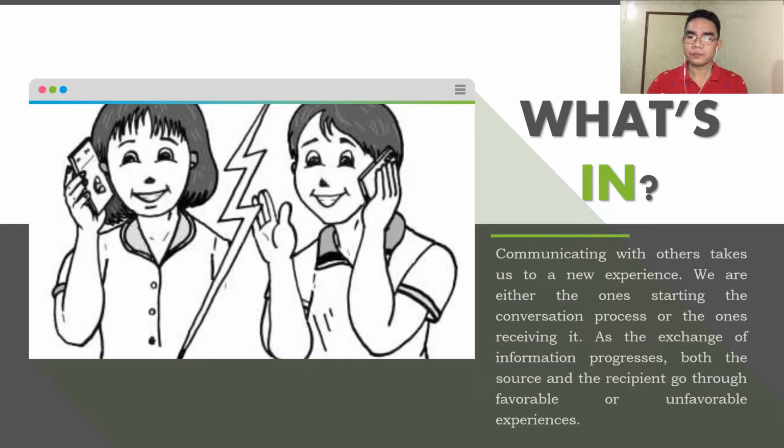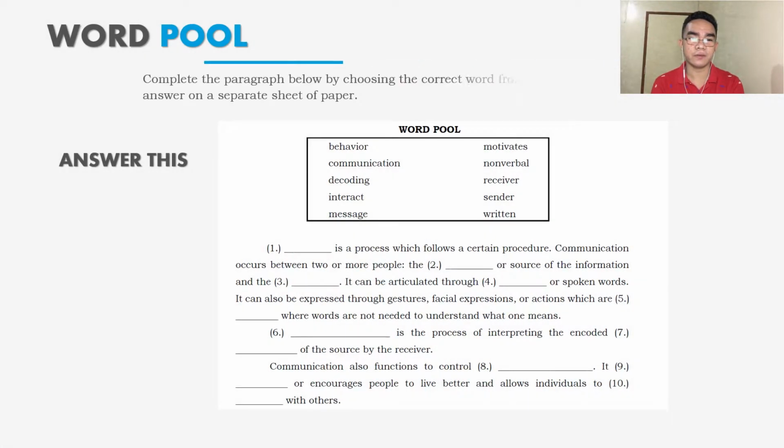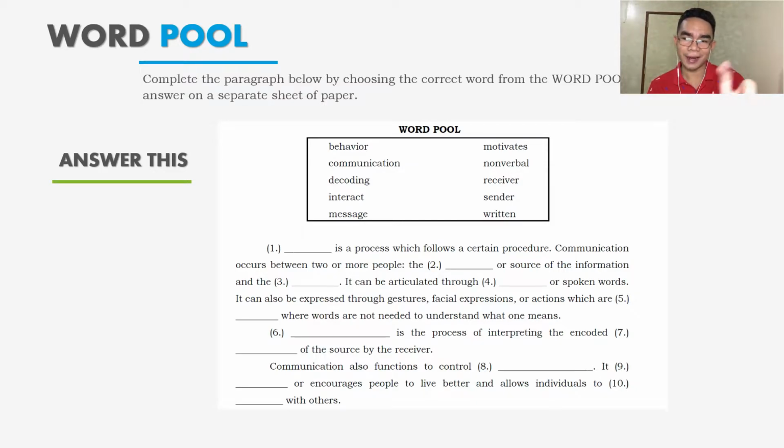Let's proceed with the next activity. We have the first activity here, as you can see on our screen right now. I'm using a PowerPoint presentation. This activity is entitled Word Pool. The instruction is to complete the paragraph below by choosing the correct word from the word pool. You have to write your answer on a separate sheet of paper. What you're going to do here is to select the appropriate words to be filled into the following blanks on the paragraph.